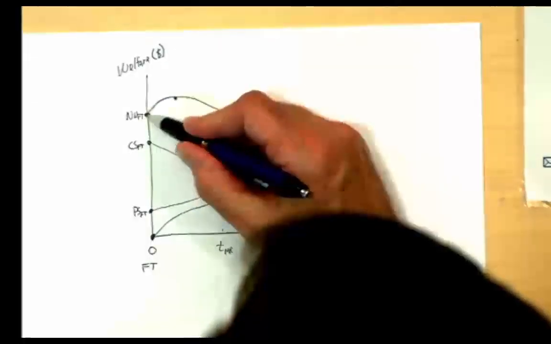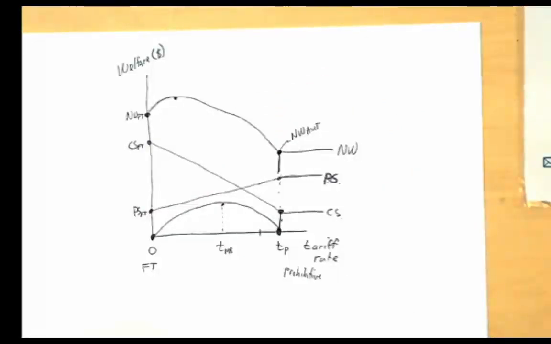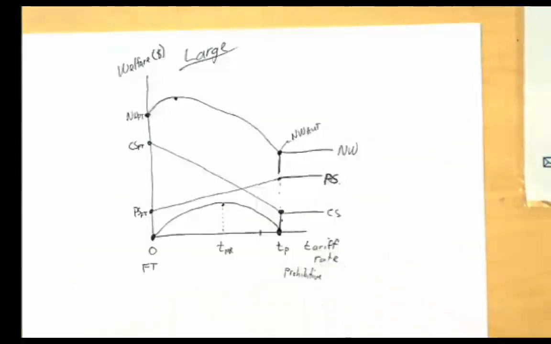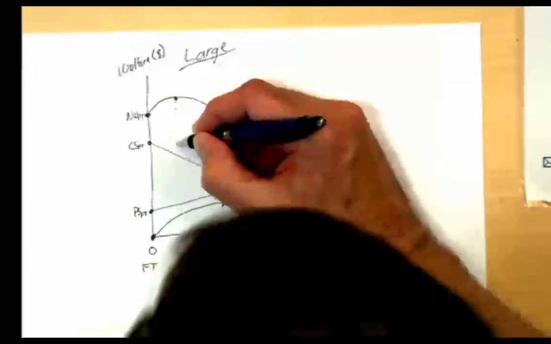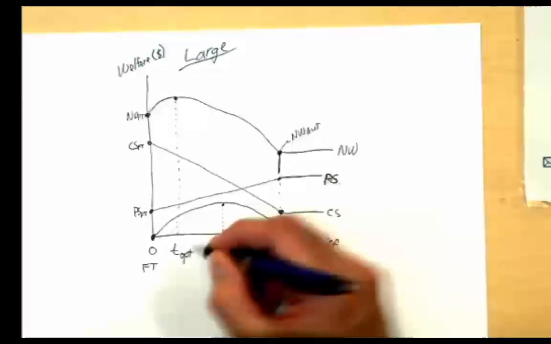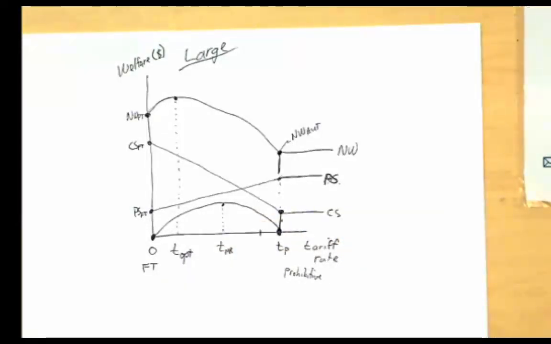And the most important part of this diagram is that national welfare goes up for a period of time after we increase the tariff from zero. National welfare in a large country case, this has got to be a large country case. In a large country case, there's going to be an increase in the national welfare for a small increase in the tariff up to some point. Now, this point at the maximum, we're going to give it a name. We're going to call it the optimal tariff or optimum. The tariff that raises national welfare to the highest extent possible is the optimal tariff.